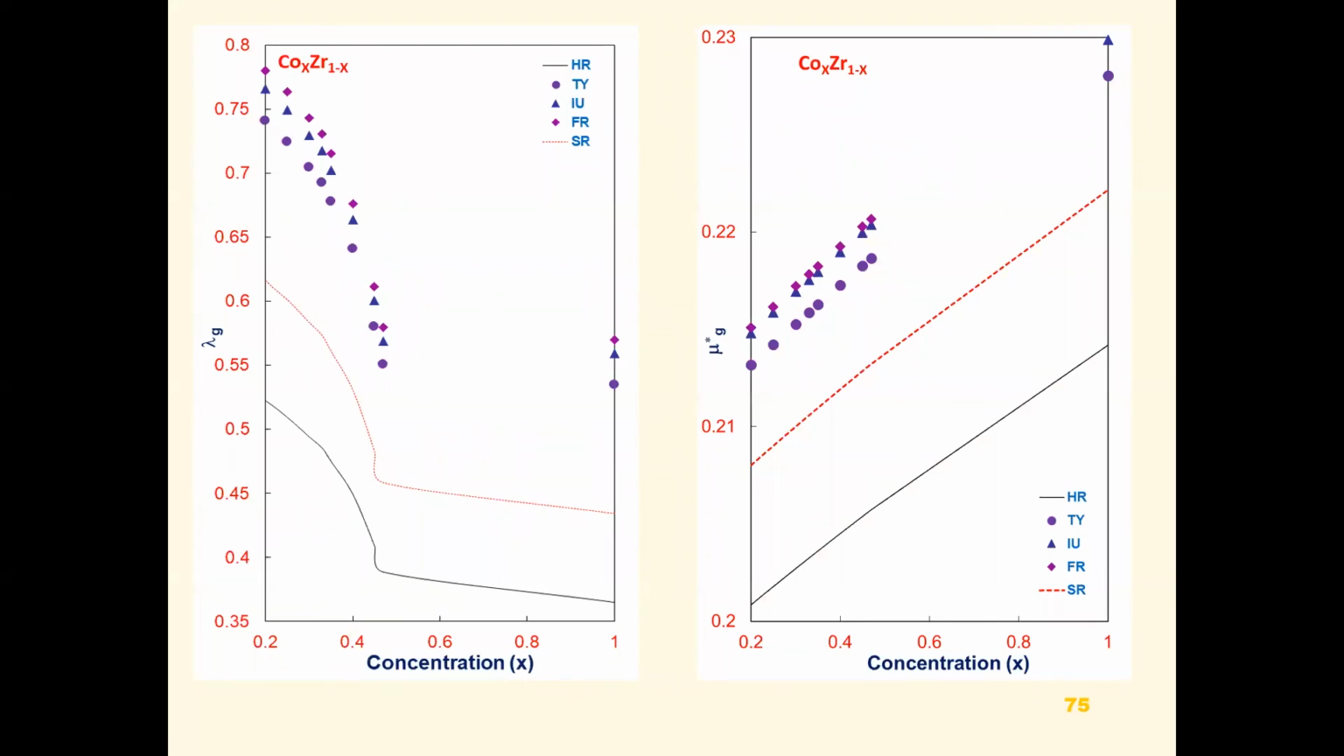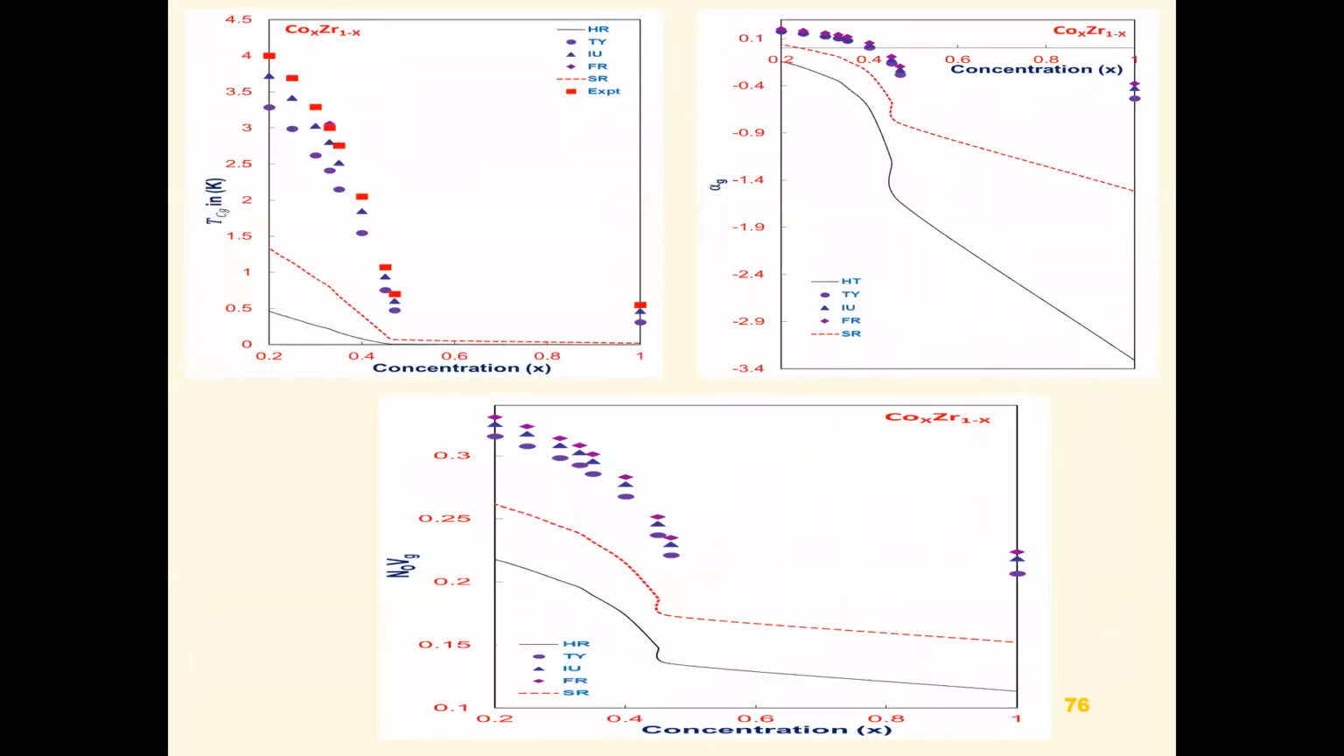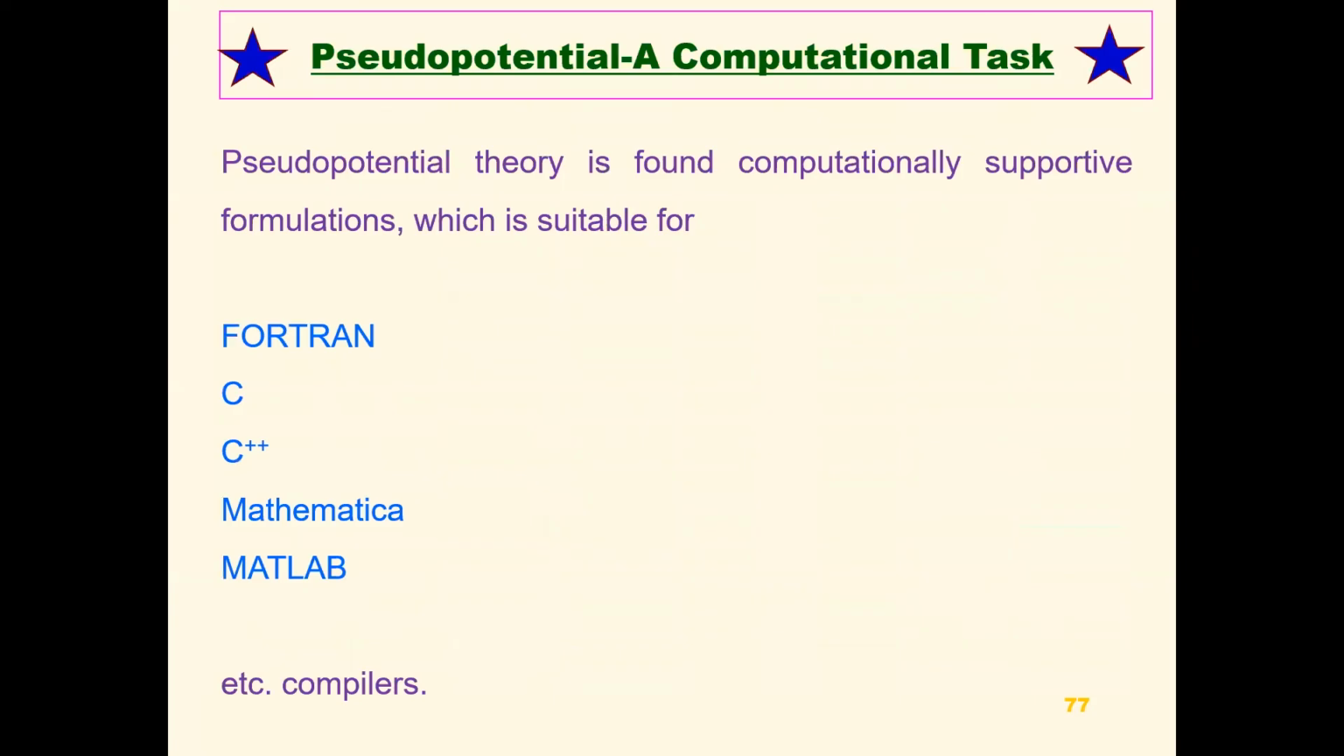These are again the graphical representations of all the superconducting state parameters of the CoZr metallic glasses. This also gives another parameter of the CoZr bulk metallic glasses. When we consider the pseudopotential method, particularly in computational tasks, this theory is found to be a computationally supportive formulation, suitable for any of the compilers, for example Fortran, C, C++, Mathematica, MATLAB, etc.